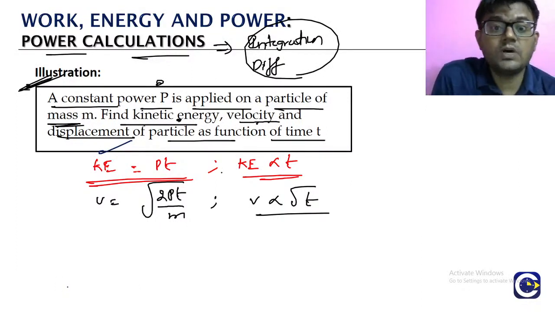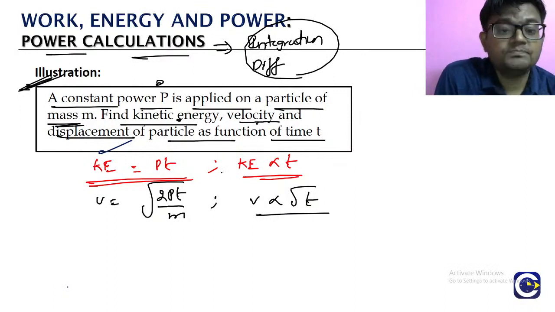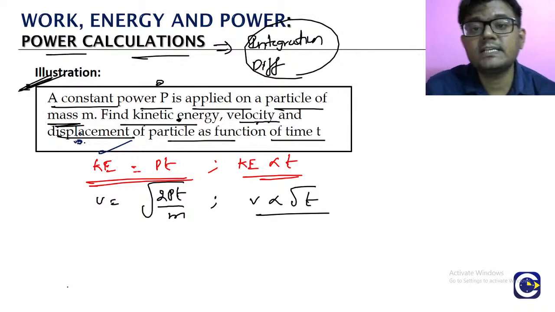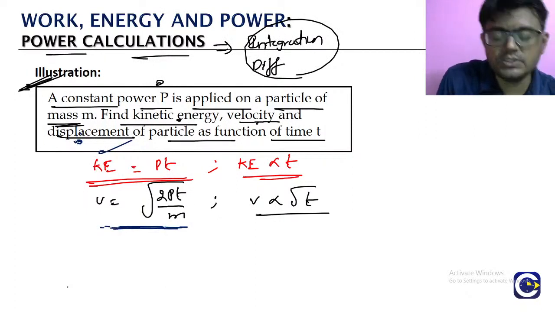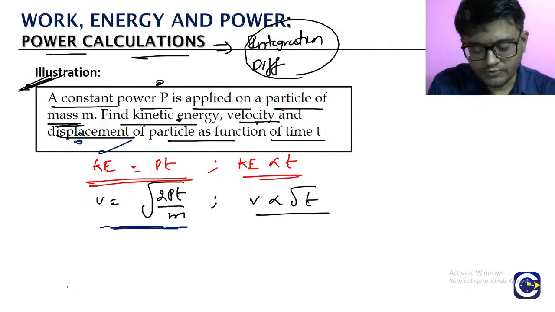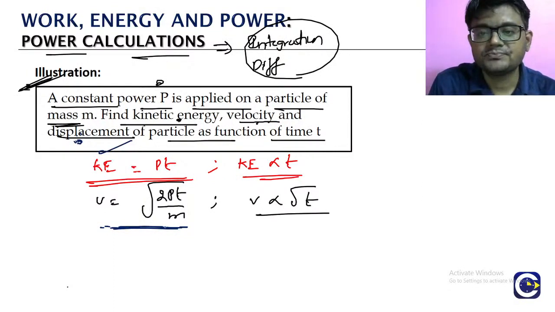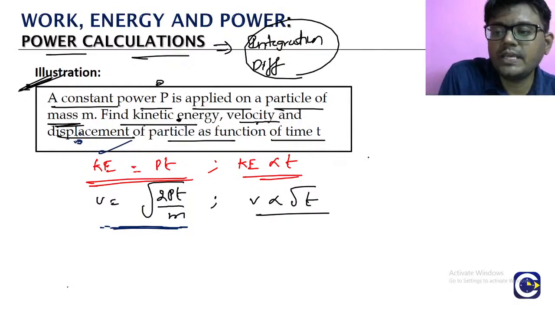Now the next thing is to look at the displacement. We have to conclude what the displacement is. So how can we find the displacement? Because we know the velocity function, using this we can find out the displacement.